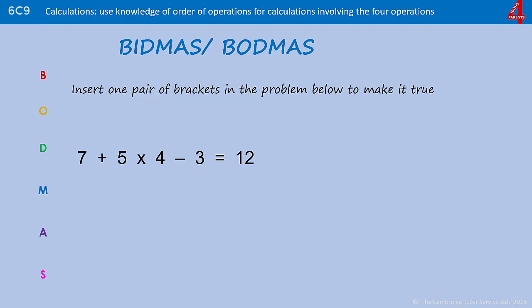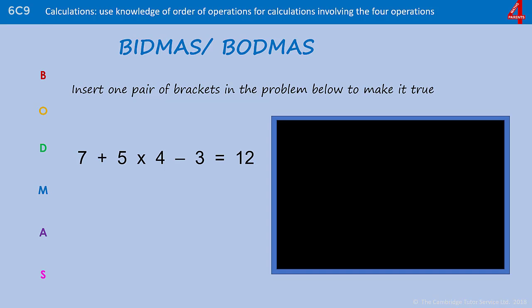Another type of question you might get will definitely require at least one pair of brackets, sometimes more than one pair. Here we have 7 add 5 times 4 take away 3 equals 12. Is that true if we don't put brackets in it? What I'm going to do, even though we don't need the brackets around 5 multiplied by 4, because that comes first anyway, it often helps to put the brackets in just to clear it in your own mind which bit you're doing first and which bit you've already dealt with.